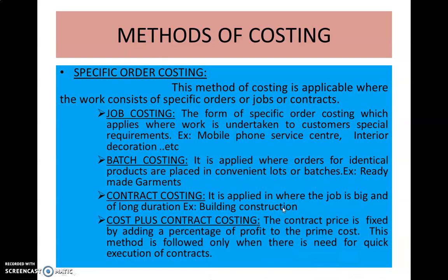Next, cost plus contract costing. It is an extension of contract costing. Under this method, the contract price is fixed by adding a percentage of profit to the prime cost. Prime cost is nothing but the aggregate of direct material cost, direct labor cost and direct expenses. This method is followed only when there is a need for quick execution of the contract without waiting for the fixing of a definite contract price.